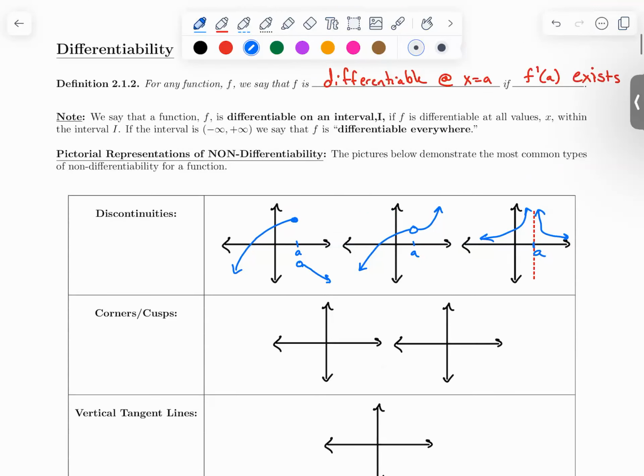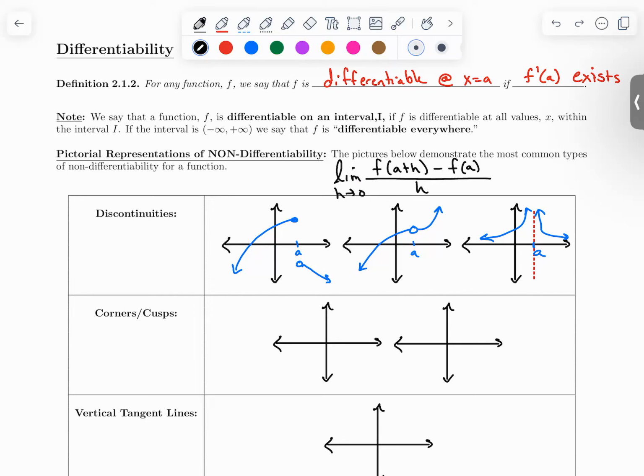Think back to the definition. I'm going to write it up here. You don't have to write it. The limit as h approaches 0 of f of a plus h minus f of a, all over h. There's a hidden assumption here. It's that if f of a doesn't exist, then you can't compute this. So if there's a hole here, f of a doesn't exist, and therefore you can't actually create it.